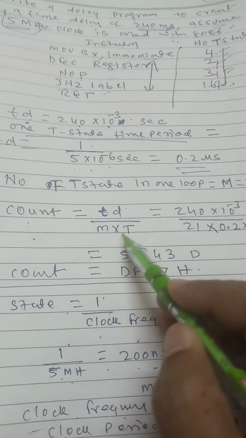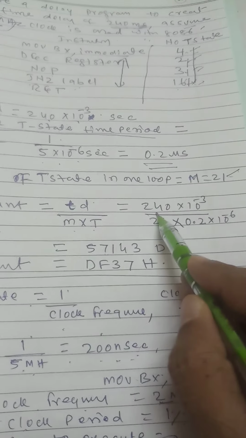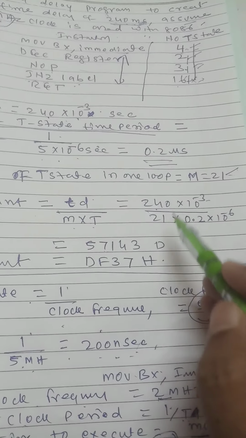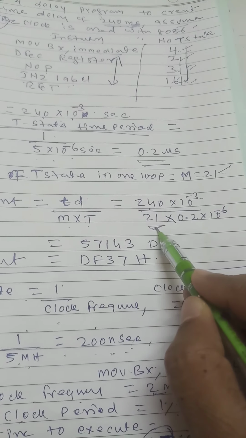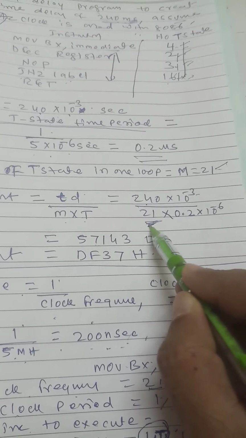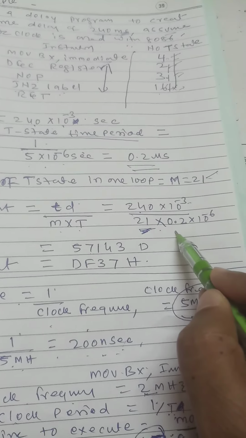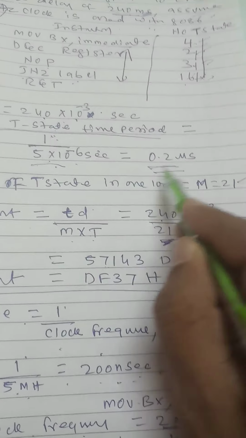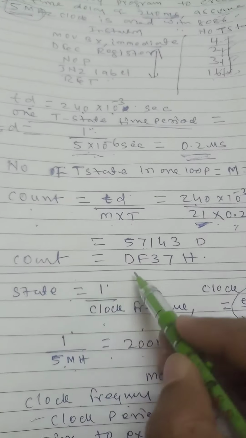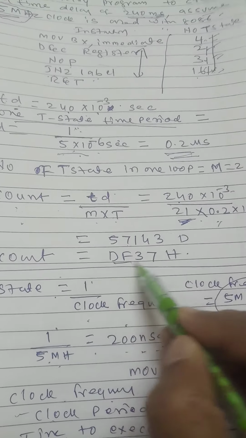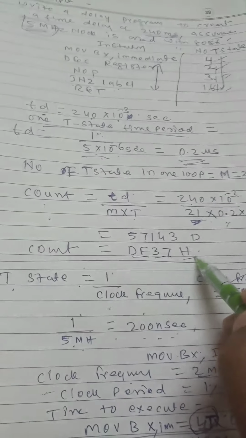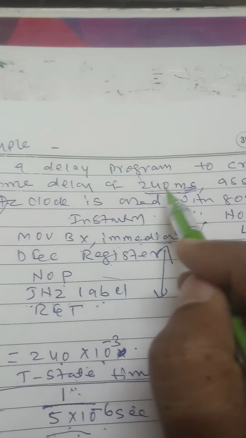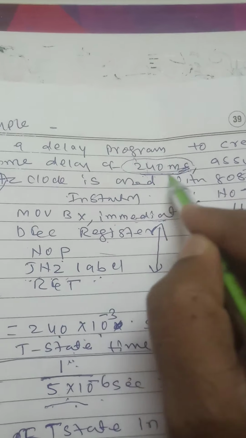Instead of a register, we are putting an immediate value. So TD divided by m into T. Already told, TD is 240 milliseconds; this much delay we require. For this delay, what count do we have to put? So 21, the number of T states, into 0.2. I already found 1 by 5 megahertz gives 0.2 microsecond. So if I put it into this equation, it will give again DF37H. If you put this count here, it will give nearly 240 millisecond of delay.